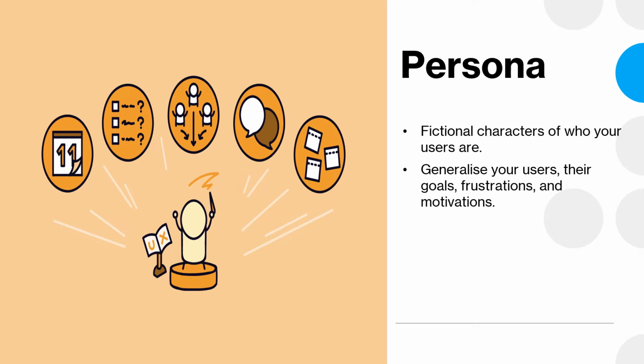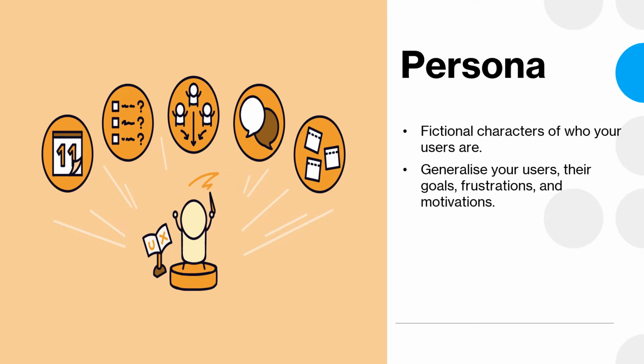So, what are personas? Personas are basically fictional characters of who your users are. Remember that at this stage, we've already used three research tools to gather our initial data to try and understand who our users are. We already have an idea of what their goals, their motivations, their frustrations are. So now we take that data, we generalize our users, their goals, frustrations, and motivations, and we create personas based on that.